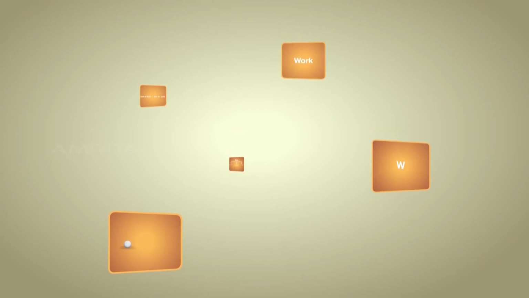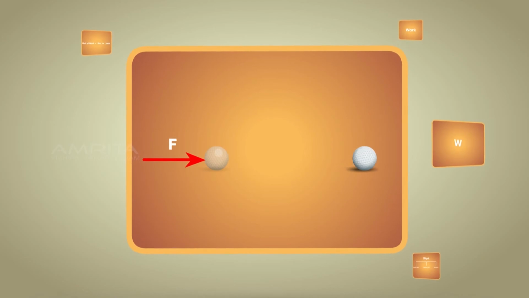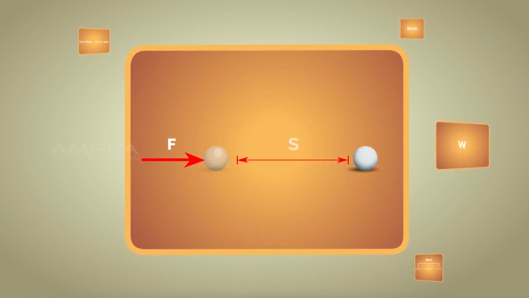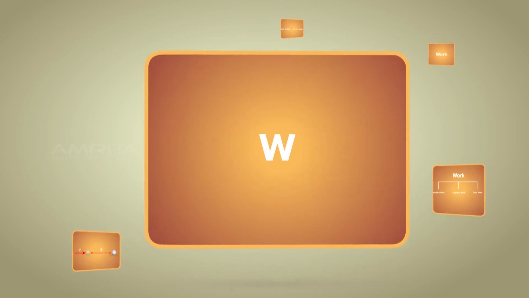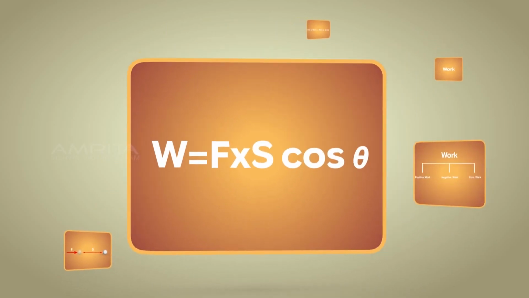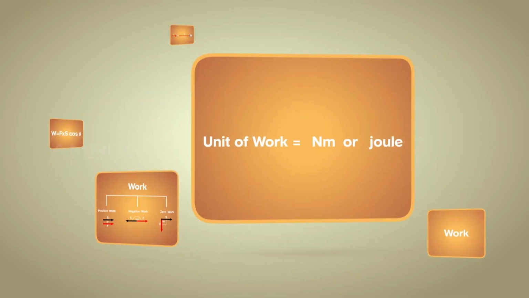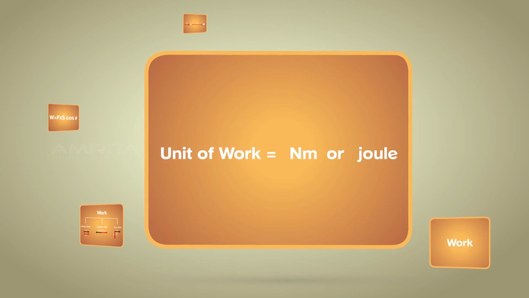Things to remember. Work is done by a body if the force applied displaces the body in the direction of the applied force. Work, W, is equal to F into S cos theta. Work can be positive, negative, or 0. Unit of work is Newton meter or joule.